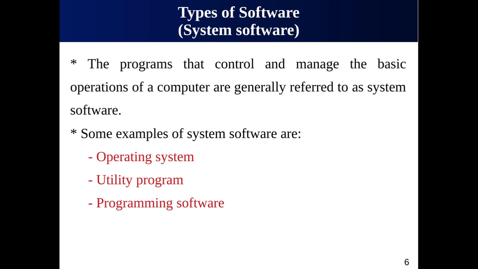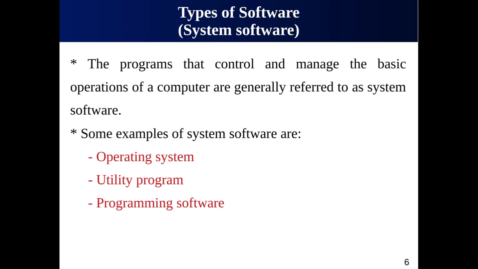Okay, so we have different types of softwares. We can categorize software into different types. The first category of software is called system software. They are a very important type of software. They are actually the programs that control and manage the basic operations of a computer. And then we can further divide the system softwares into three subcategories: operating systems, utility programs, and programming softwares.